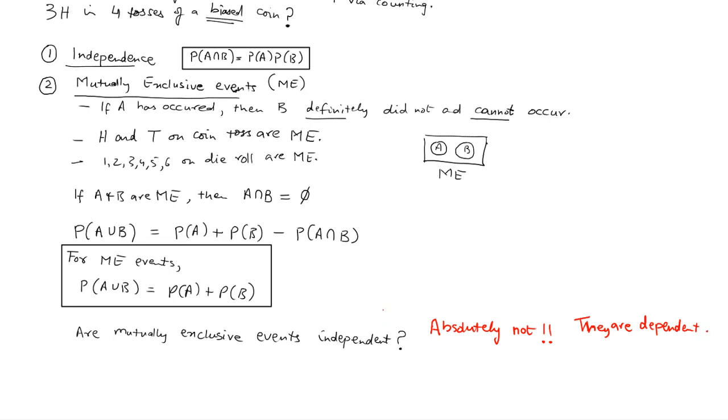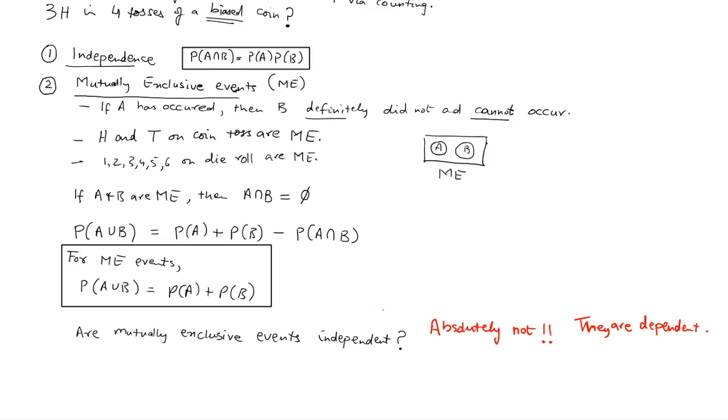Is a head influencing the tail? Yes, sir. Because if I tell you that I got a head, it means you cannot get a tail. That's dependent. If I tell you I got a 3, it means I didn't get the other 5 numbers. That's dependence. So mutually exclusive events are absolutely dependent. They're not independent. This is a mistake that many people make for many years.